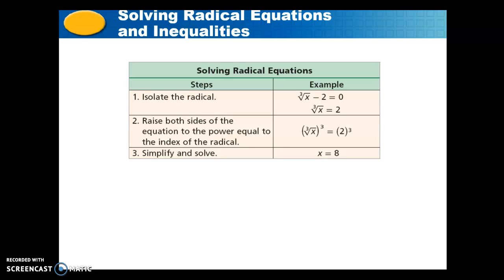All right, the steps are pretty simple. Isolate the radical. Raise both sides of the equation to the power equal to the index of the radical. Since that's a cube root of x, we're going to cube both sides. And then simplify both sides. The cube root and the cube cancel each other out. Just leaves you with x, and 2 to the third power leaves you with 8.